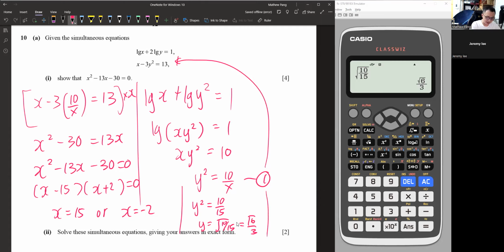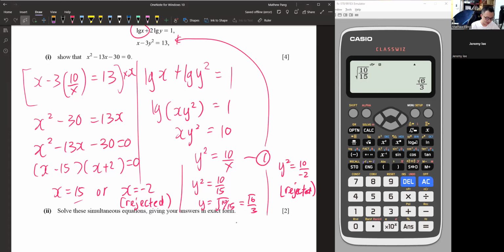And the other one, you can just reject it because you cannot square root a negative value. So this one will be rejected because you cannot square root -5. And then here we rejected the x also. Why? Because you see above there, you have log x. If you log -2, you get a math error. So you only have one answer, which is 15 and the square root 6 over 3.